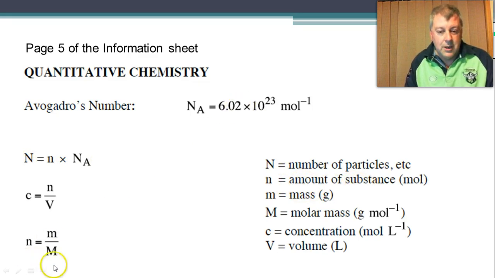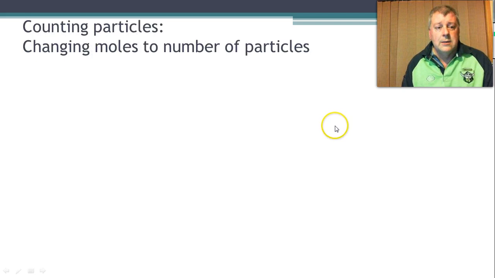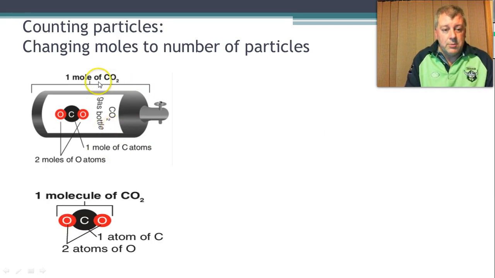We also have this one where the number of moles of a substance, little n, is equal to little m, which is mass, divided by capital M, which is the molar mass. Remember we worked out the molar mass last video? Notice that for little m, the standard units in chemistry are grams, whereas in physics we used kilograms, just to confuse you. All that's on your information sheet. You don't have to memorize it. So this time we're going to be counting particles, changing moles to the number of particles.